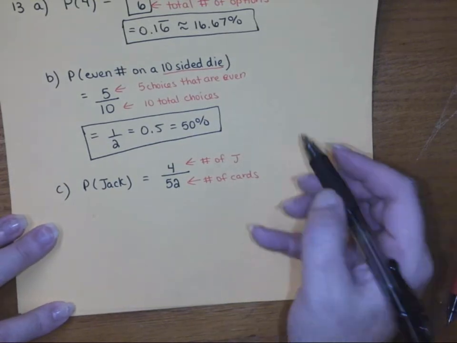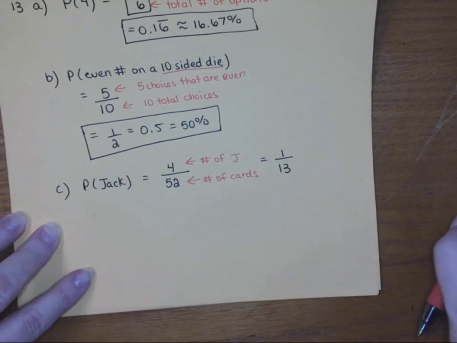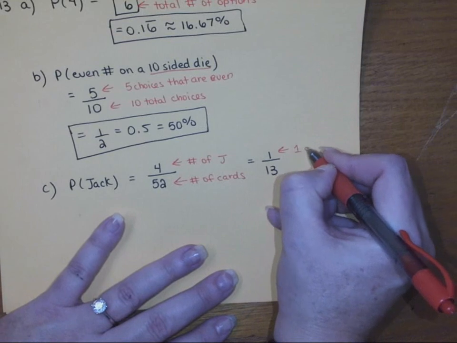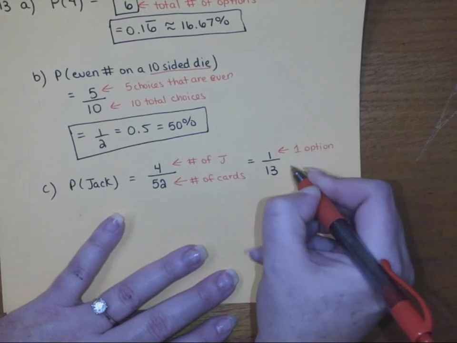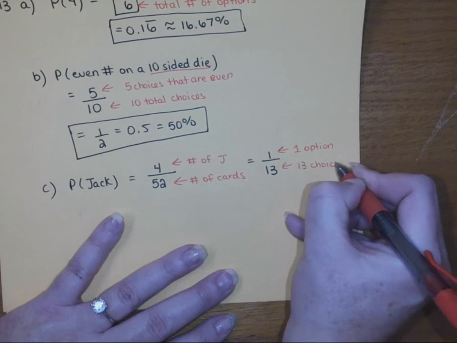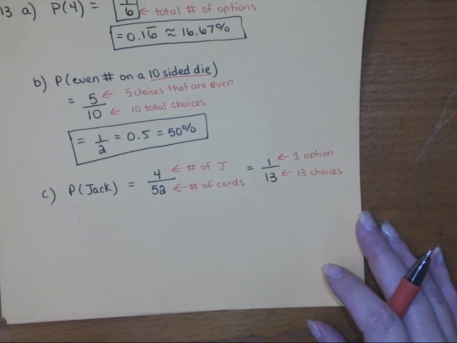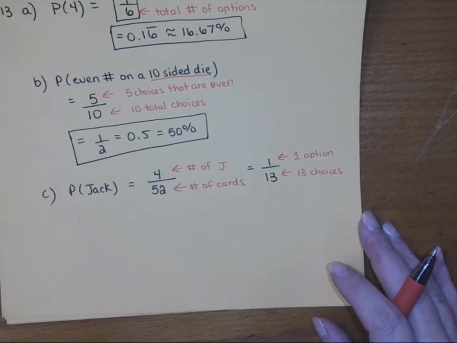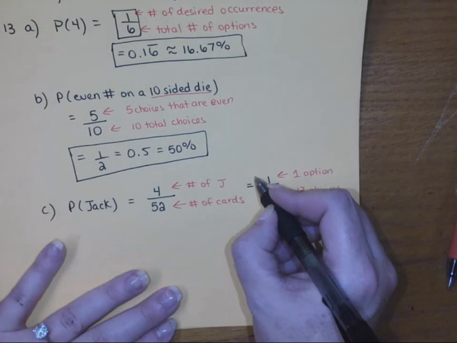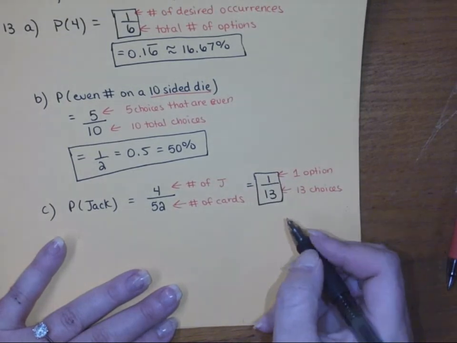But another way to think of that is 1 out of 13, which is, by the way, what 4 over 52 reduces to. If you do that, you're thinking there is one option that is a jack out of 13 choices. Remember we talked about that. If you go ace all the way to 10, that's 10 choices, plus jack, queen, king, that's 3 more, for a total of 13 choices. At any rate, this is the answer that I want. Whether you start off here or go straight here, I'll want the reduced version.